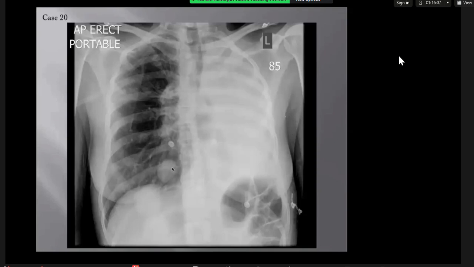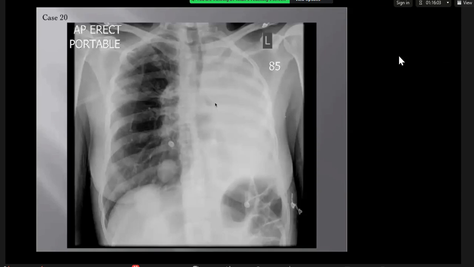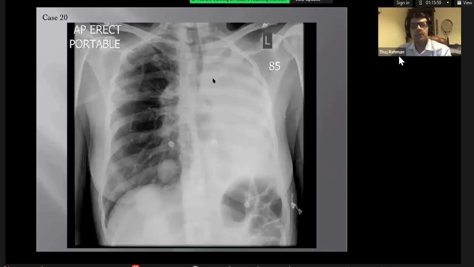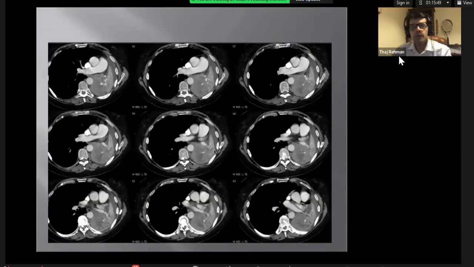And when you find a collapse with a mass on the opposite side, you would think of a tumor obstructing that with a metastatic lesion on the other side. It could be a lung primary cancer obstructing here, and then causing a metastatic nodule in the other side, which is what you see on CT scan here. I'm showing you the CT scan only to differentiate the collapsed lung from the mass.